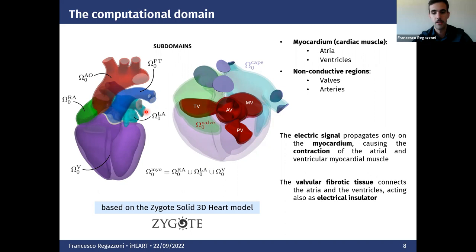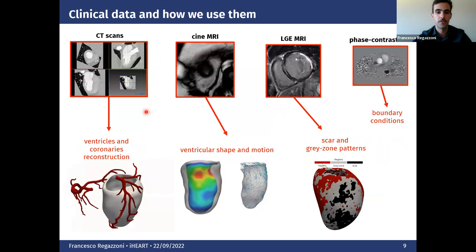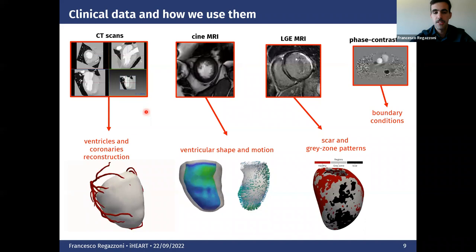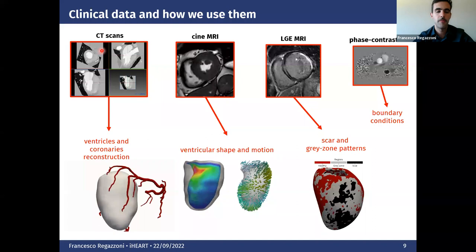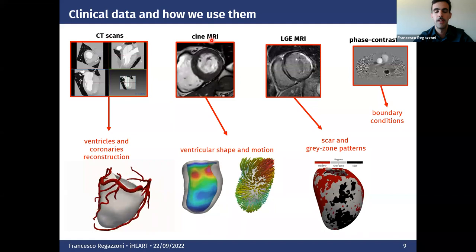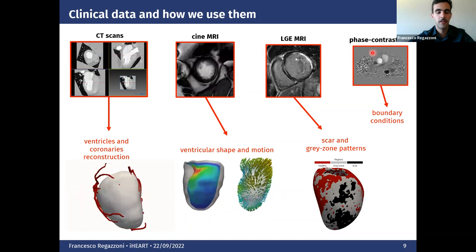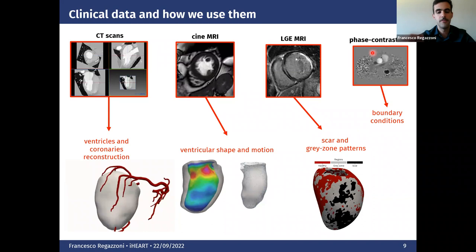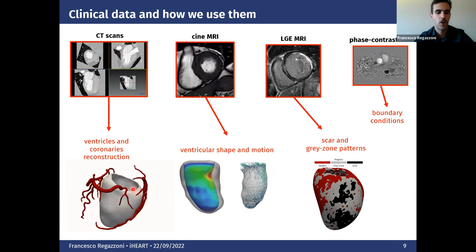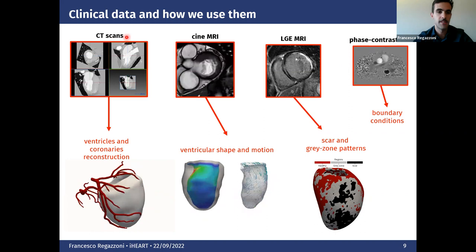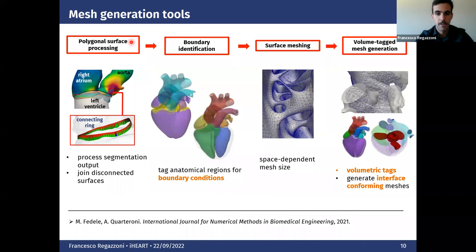But how do we construct this kind of geometry? To do that, we typically start from medical imaging, so images that are acquired in the clinical routine. You might be familiar with these terms: CT scans, computerized tomography, MRI, magnetic resonance imaging, LGE, late gadolinium enhancement MRI, and phase contrast MRI. Different imaging techniques are appropriate for different kinds of information that you want to extract. For instance, for the extraction of the geometry of the heart and of the coronaries, the best way to go is the CT scan.